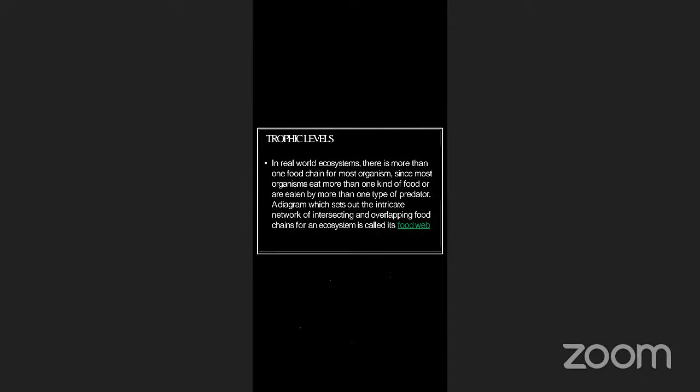So in the real world, there is no more than one food chain for most organisms, because an organism is not eaten by only one type of predator. And if we see the diagram, that is why it is called a food web. In a food chain, we know only a single path, like one producer, one primary consumer, one secondary consumer. But in a food web, the same organism is eaten by different other organisms. Therefore, multiple food chains are interconnected to form a food web.